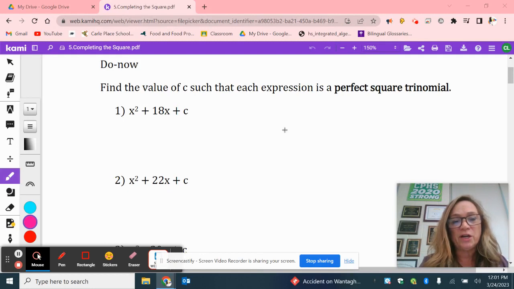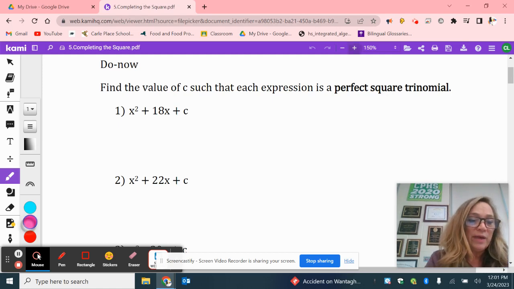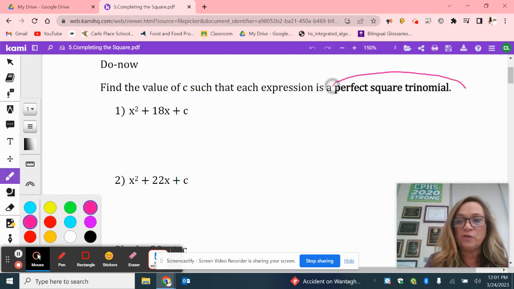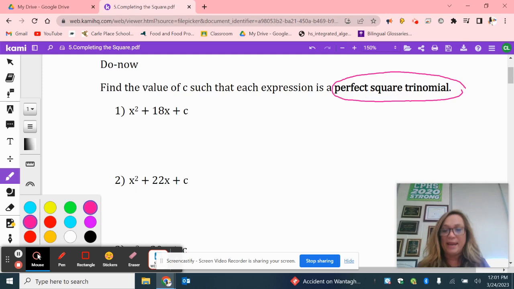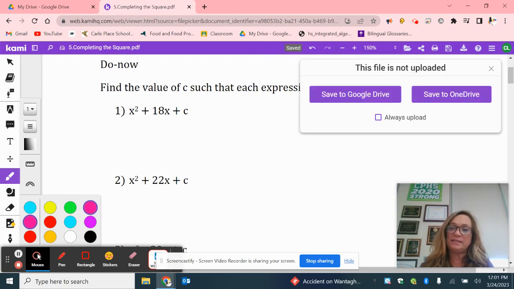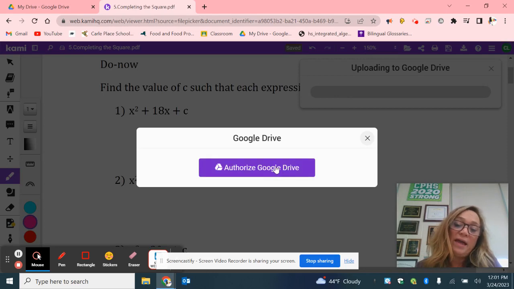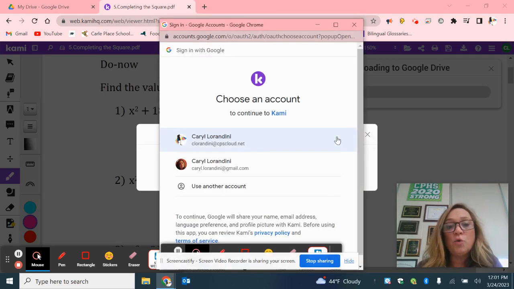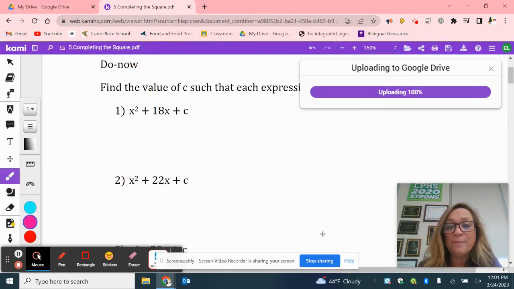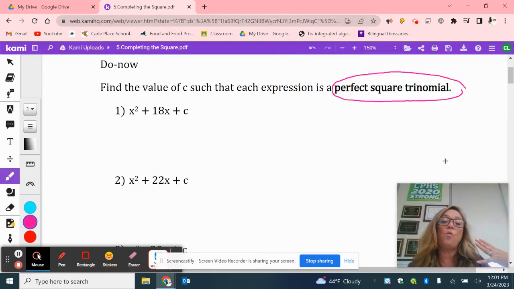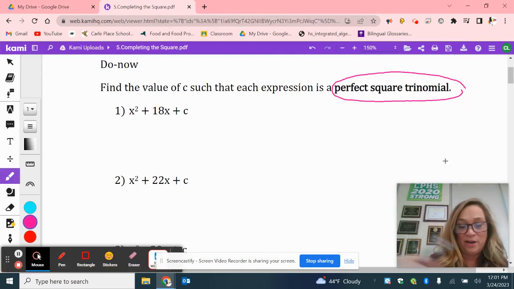So the do now starts by asking you to find the value of c such that each expression is a perfect square trinomial. So we have to think back to what a perfect square trinomial means. The perfect square trinomial is the answer that you get when you square a binomial. So I'm going to think back to what number would be here.